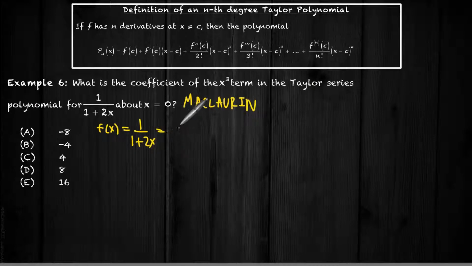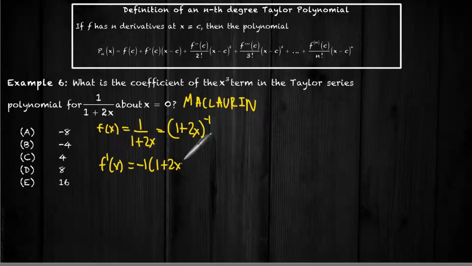And we can write that as (1 plus 2x) to the negative first power. And that's going to help us when we do our derivatives. So f prime of x is going to equal, well, we can do the power rule and the chain rule mixed together. So that's going to be negative 1, and then 1 plus 2x. We're going to leave the inside alone, drop the power down, and then multiply by the derivative of 2x, which is 2. And then we'll write that as negative 2 times (1 plus 2x) to the negative 2 power.